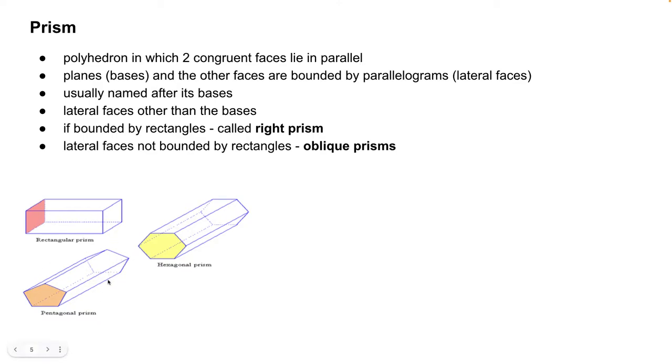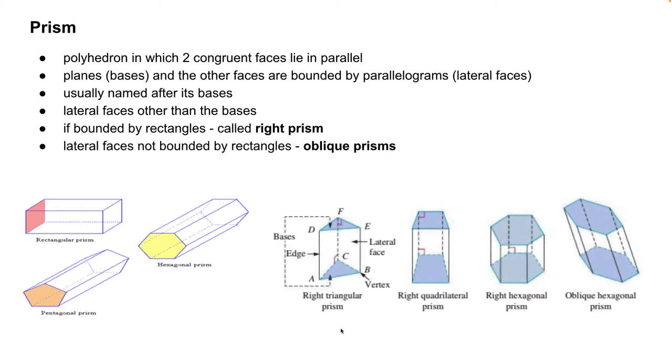If it is a right prism. If it is an oblique prism, so you can think about this as slanted a little bit, then the faces around those two bases are parallelograms, right? Then it will be an oblique prism. Okay? All right, so here are more examples.